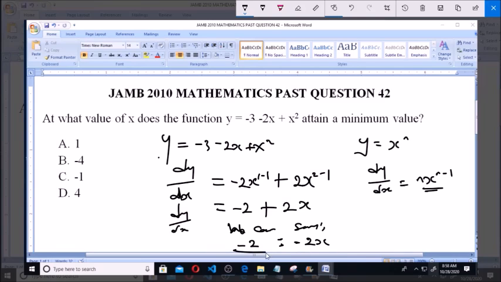Now divide both sides by minus 2, which is the coefficient of x. Minus 2 cancels minus 2, then minus 2 cancels minus 2 to give us 1. That means x is equal to 1. So the answer for x is 1, and that is option A.